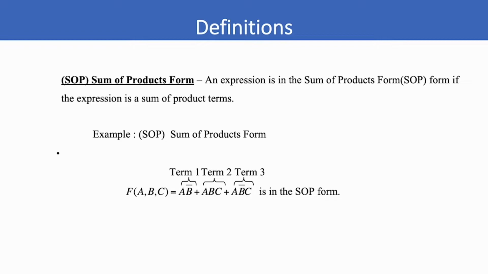There's two forms, and we're going to talk about the first form. The first form is called the sum of products form. An expression is in the sum of products form if the expression is a sum of product terms. For instance, in this example, function of ABC equals AB bar, that's a product term, plus ABC, a product term, plus AB bar C. This is in the sum of products form because each term is a product term and you're adding those terms together. So it's a sum of products form.